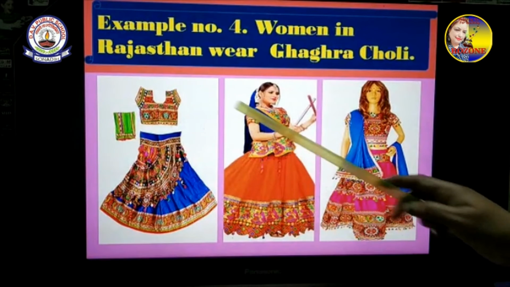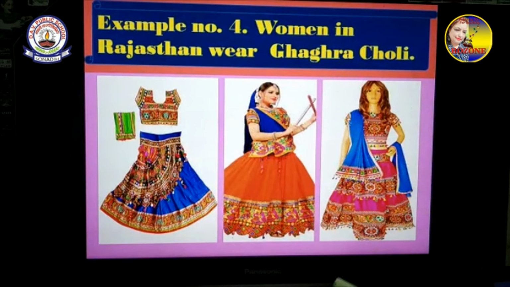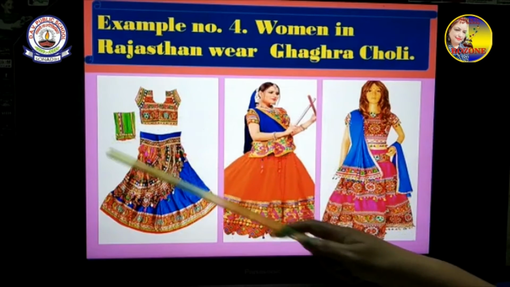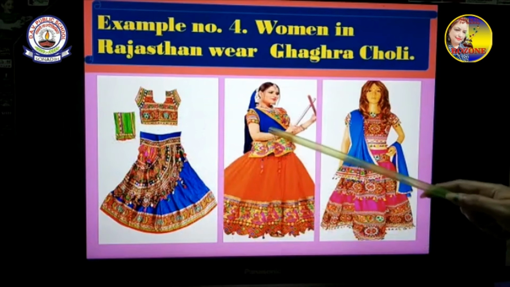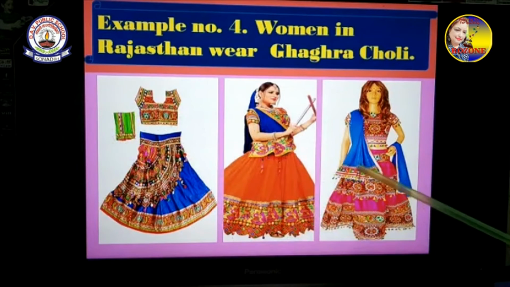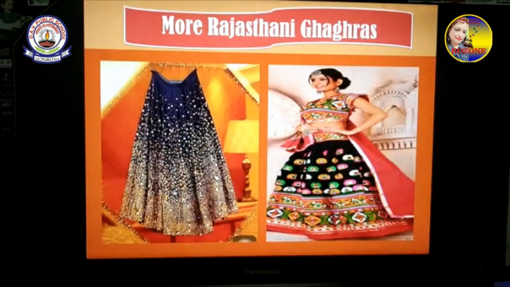Now the next example, number 4. Women in Rajasthan wear Ghaghra Choli. This is a Ghaghra and this is a Choli. This is the dupatta. You see, Ghaghra, this is the Choli, and this is the dupatta. You can see the styles of the Ghaghra and Choli are so different from one place to another, and from one designer to another, the style is different.